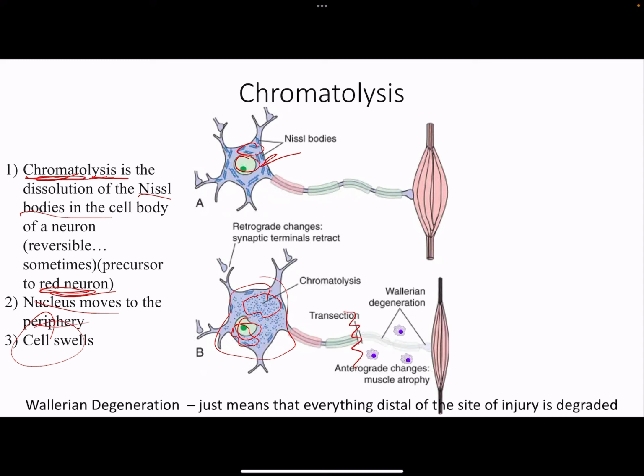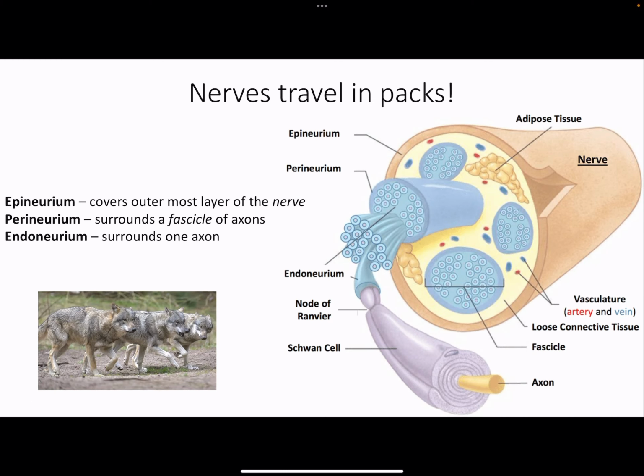Everything upstream of this is probably going to be fine, and we're actually just going to build more axon. But everything downstream is going to be broken down: this is the Wallerian degeneration. So this is the macrophages coming in to gobble up all of this extra stuff. Nerves travel in packs.